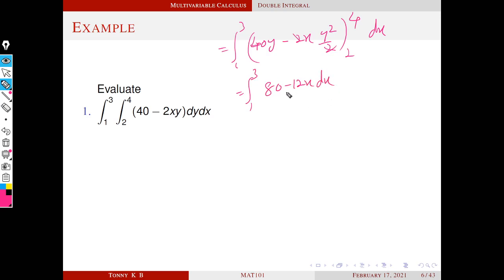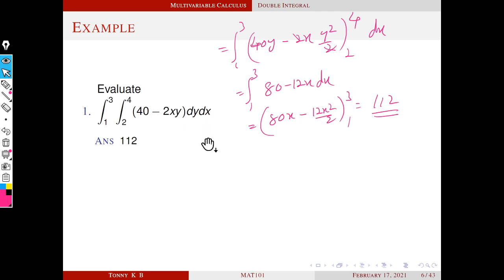Again you can integrate this 80 minus 12x with respect to x. So this becomes 80x minus 12x square by 2, from 1 to 3. Upon simplification this becomes 112. Okay, so the answer of this double integration is 112. So this is called an iterative integration. First we integrate with respect to y, then we integrate with respect to x. These types of integrals are called iterative integrations.